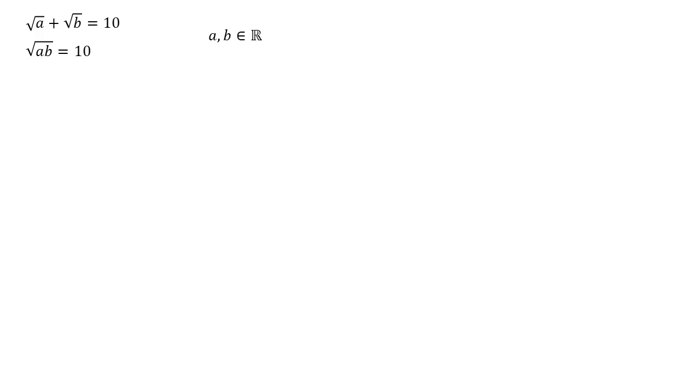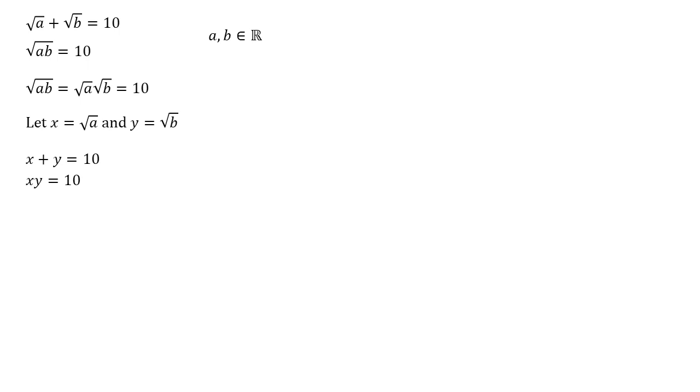Here are our starting equations. What we need to notice is that root AB is exactly the same as root A times root B. So we've now got two equations in terms of root A and root B. So if we substitute these out by saying x is equal to root A and y is equal to root B, we now get x plus y equals 10 and xy equals 10. So we've got two equations without the square roots in, which we can now try and solve and then convert back into A and B later.